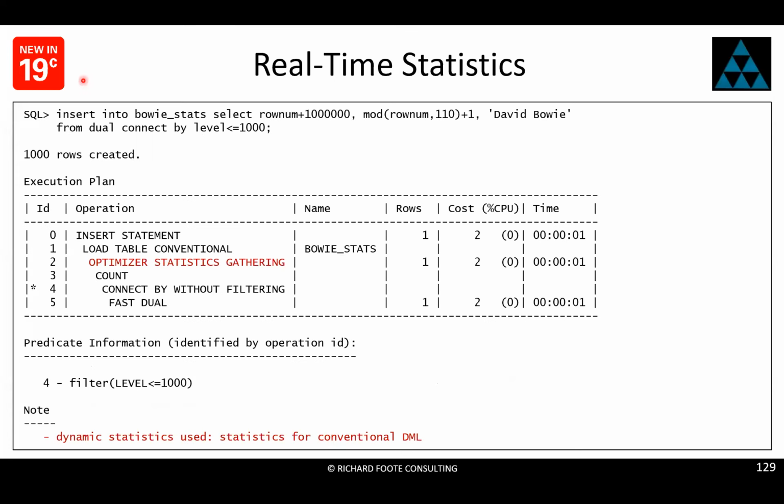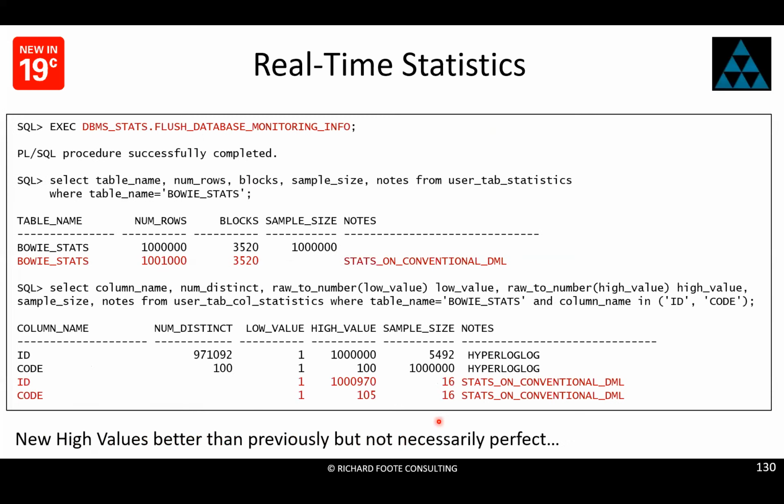So what I'm going to do is just a normal insert. This is not a parallel insert. It's not a direct insert where Oracle could do some clever stuff previously. It's just a normal conventional insert. But note now, I can gather statistics as I do my insert. Dynamic stats are being used even for a conventional DML.